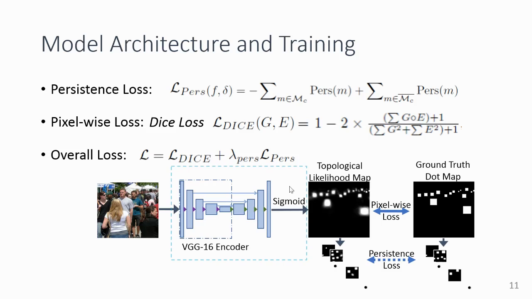Our model is a convolutional neural network with a UNet-style architecture and a VGG16 encoder. The likelihood map is obtained by applying a sigmoid activation on the output of the convolutional neural network.